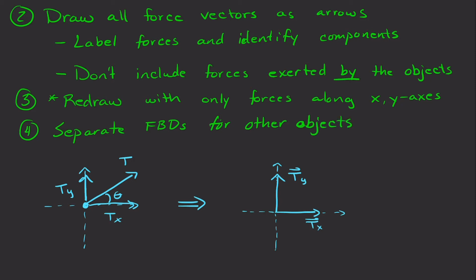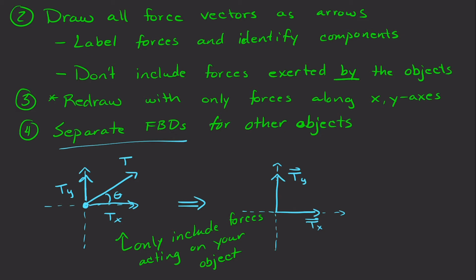Okay? So in the free body diagram, you only include forces acting on your object. Okay, so if your object is applying a force to another object, you would not include that force. You would have to draw a separate free body diagram for that second object, and that force exerted on that object would be included in that free body diagram.